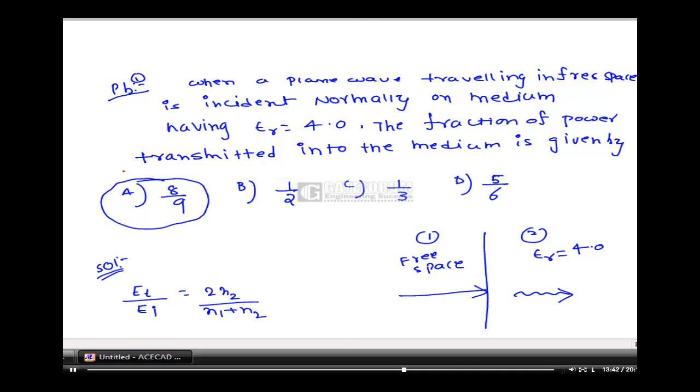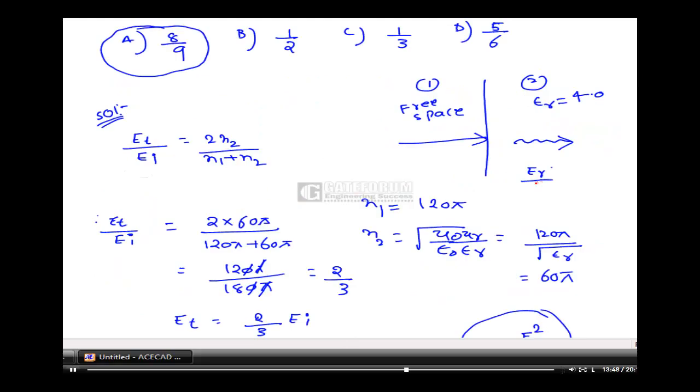First of all, calculate the voltage reflected, that is ER by Ei. ER by Ei is nothing but (eta 2 minus eta 1) by (eta 2 plus eta 1). Eta 2 is equal to 60 pi, so (60 pi minus 120 pi) by (60 pi plus 120 pi), which is minus 60 pi by 180 pi, that is minus 1 by 3.